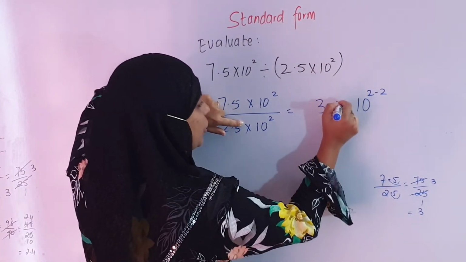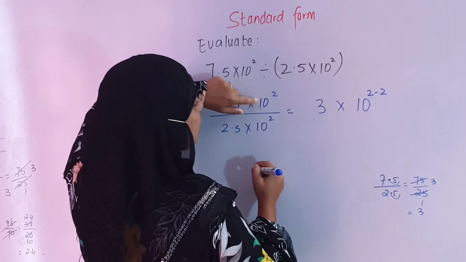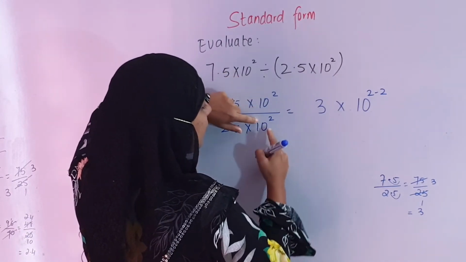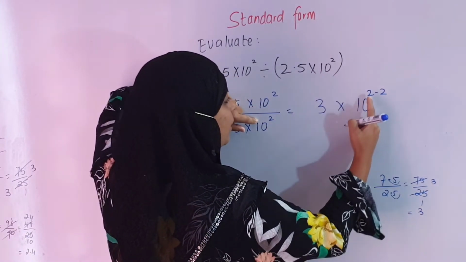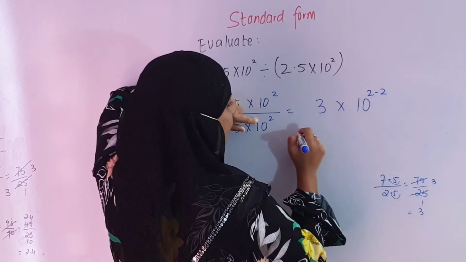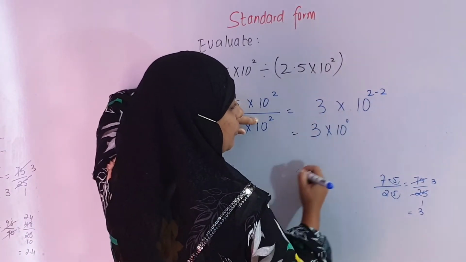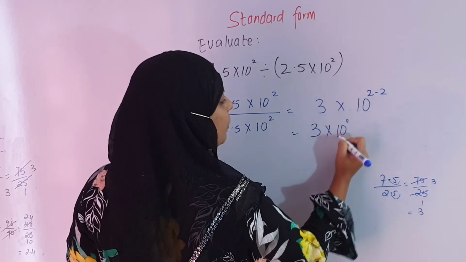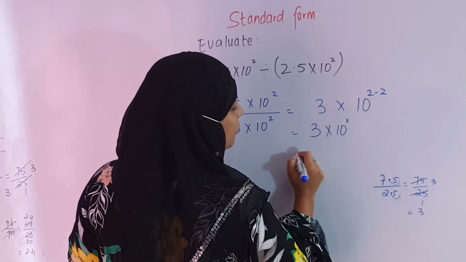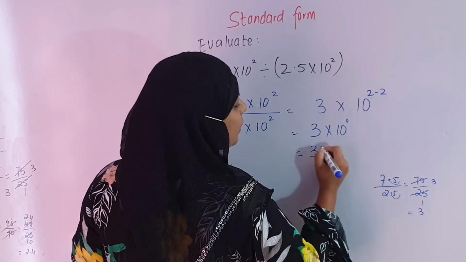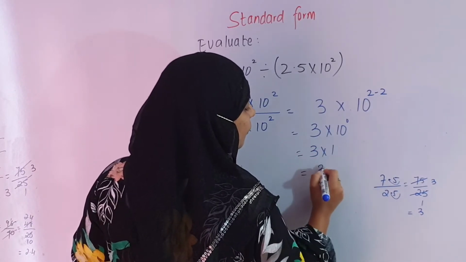We have multiplication, so we keep multiplication. 10 to the power of 2 divided by 10 to the power of 2 means 2 minus 2. So 3 times 10 to the power of 0, because 2 minus 2 is 0. Any number to the power of 0 is 1. The answer is 3 times 1, which is 3.